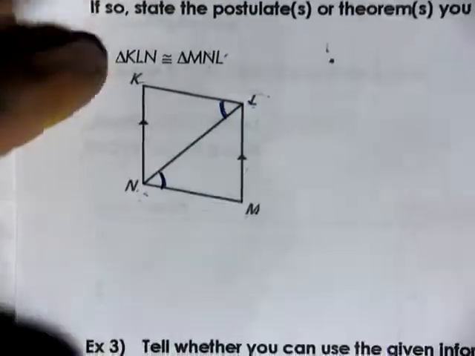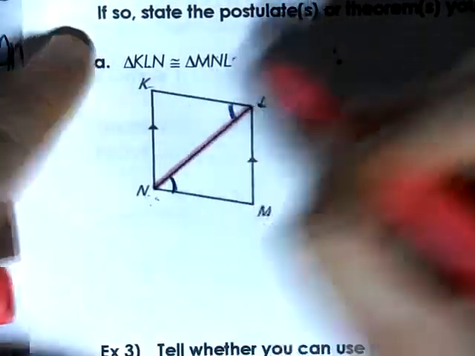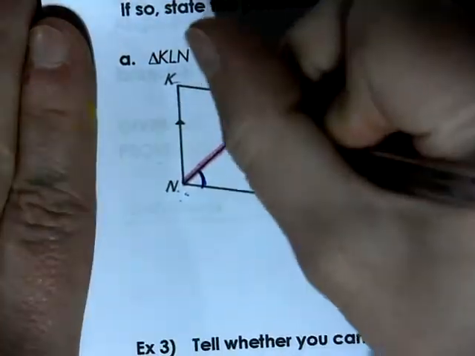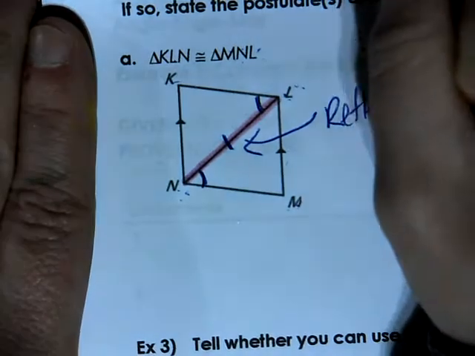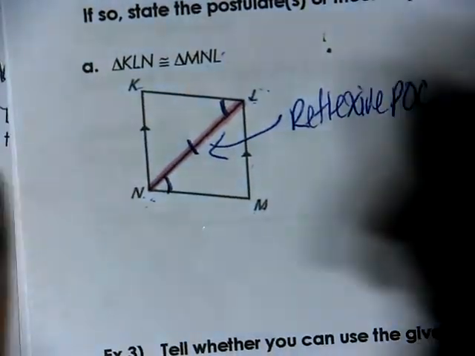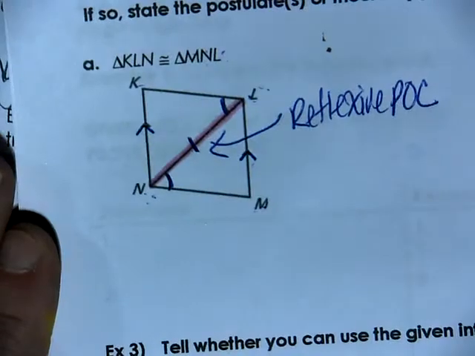I see the reflexive property of congruence here because they both share a side. So I'm going to mark on my picture that we're going to be working with the reflexive property of congruence. And I don't see anything else other than these arrows. And these arrows mean parallel lines.